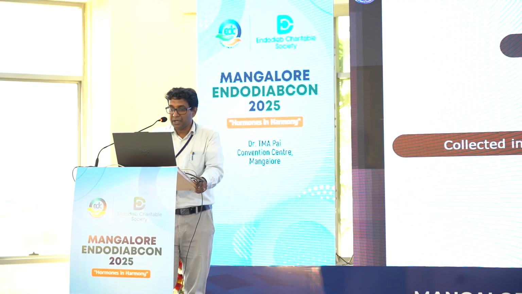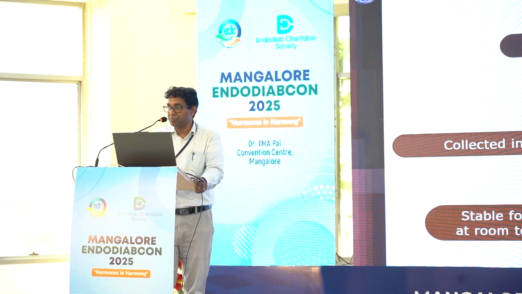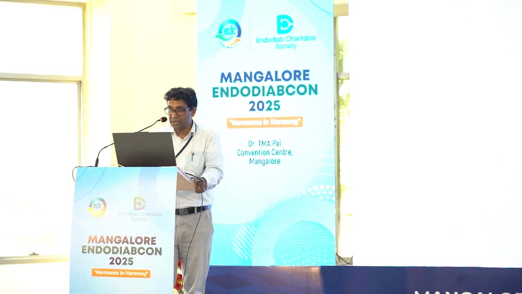Now, the blood sample ideally should be collected in EDTA tubes, which is stable for more than 24 hours. If collected in a plain tube, then it is stable for up to 6 hours and it degrades by 24 hours. Again, important if you are sending it to your lab.